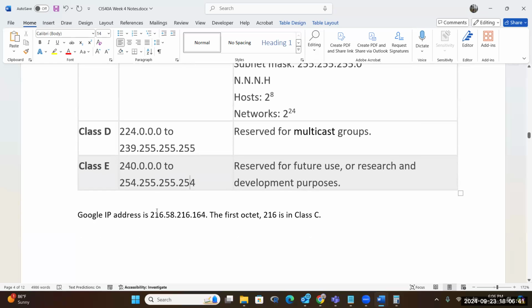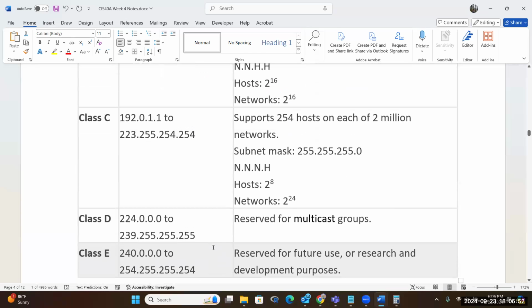So when we're looking at an example, let's say Google's address is 216.58.216.164, you just look at the first octet, which is 216, you ask yourself, which range? Well, that's a class C.